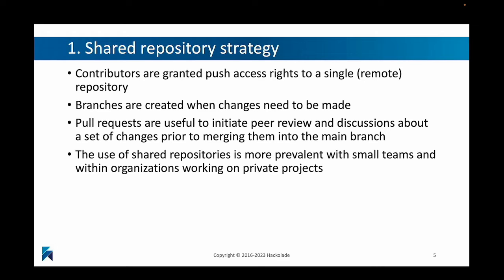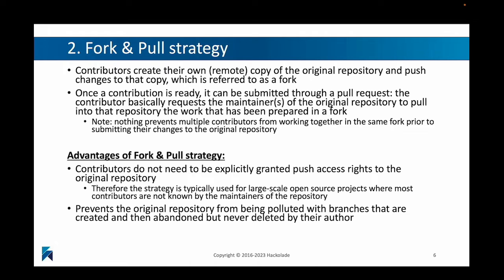This process is called the pull request process, where people initiate these peer reviews, discussions about the changes that they are going to be making to the repository prior to merging them into the main branch. This strategy, the shared repository strategy, is very prevalent with small teams, with organizations that are working on private projects. It's a much less common strategy in larger projects or in public-facing projects where, for example, open source collaborators are working together on a particular project. This is where the fork and pull strategy is much more common.